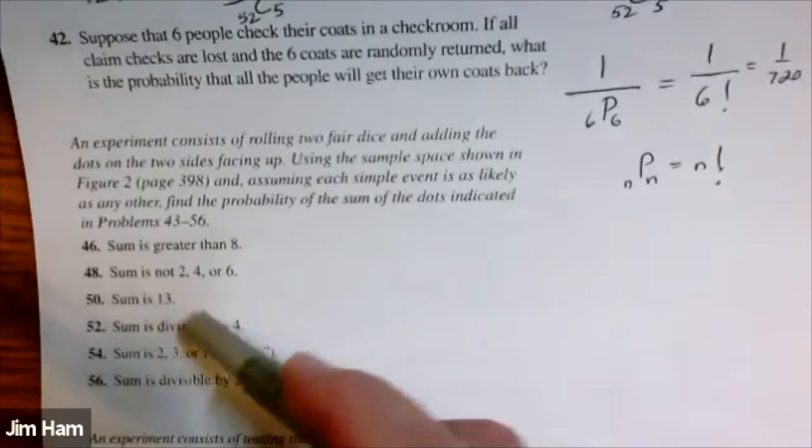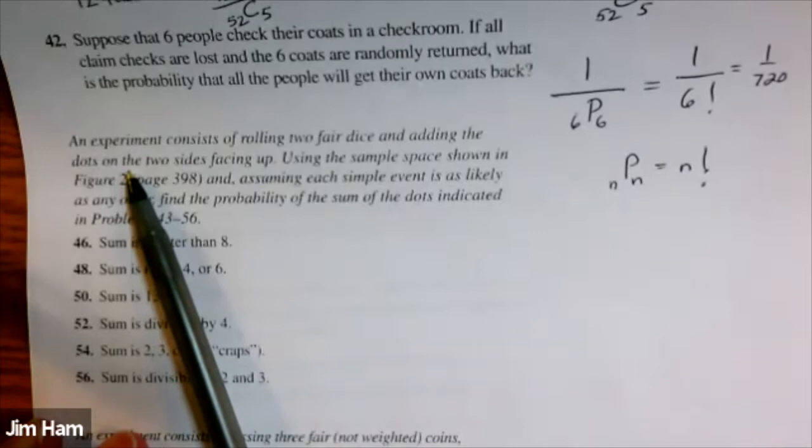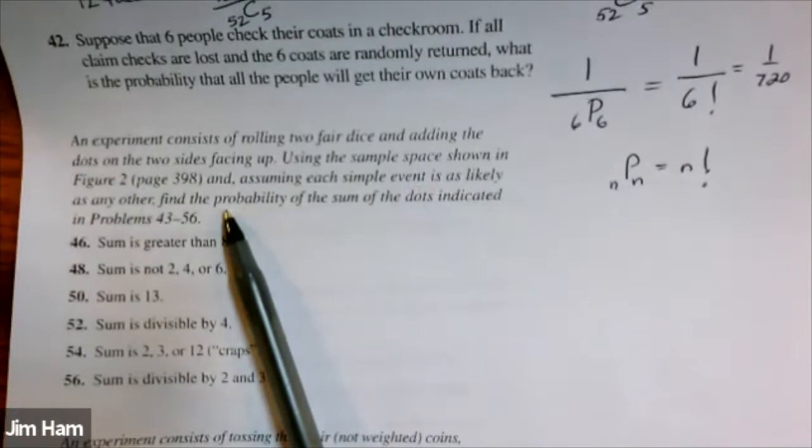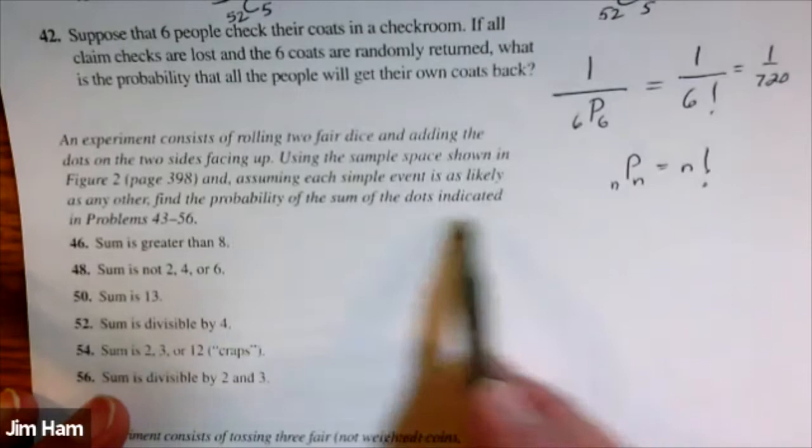An experiment consists of rolling two fair dice. Okay, the normal dice that we think of, a cube, each outcome equally likely. And when we roll two dice, we usually add the dots on top. Assuming that each simple event is equally likely as any other, like getting a 1-1 is just as likely as getting a 3-4. Three on the first die, four on the second. Find the probability that the sum of the dots indicated would be all of these.